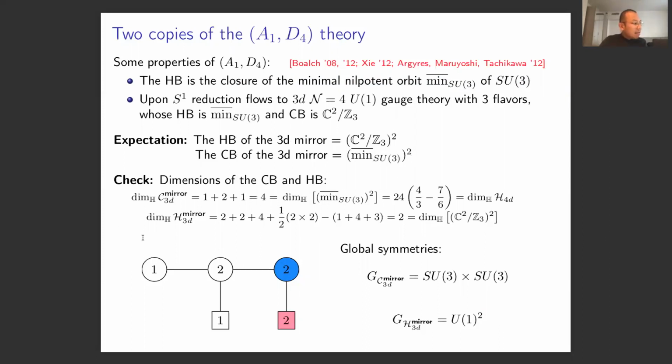Indeed, you can check by counting dimensions as a simple exercise. The dimension of the 3D mirror is just the sum of the ranks together. So this is 1 plus 2 plus 1, and you get 4. And indeed, this is the dimension of the minimal nilpotent orbit of SU(3) squared. You can do the Higgs mechanism and compute the Higgs branch of the 3D mirror. It turns out to be 2. Again, this is the quaternionic Higgs branch dimension of (C^2/Z_3) squared. And this is the global symmetry that you should expect.